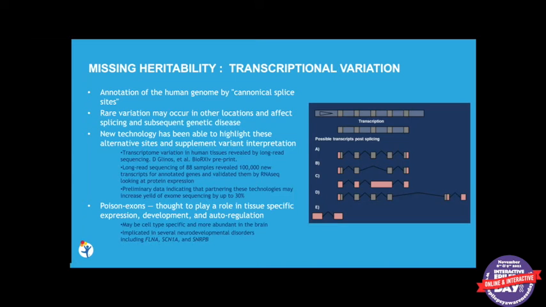There's another potential nugget here: poison exons. These are exons that are included into the final transcript and signal the body to degrade that particular protein. These are thought to play a role in how the body regulates different levels of gene expression and keeps them at the precise balance that it needs. This type of poison exon may be more common in our brain because we need such precise regulation of gene expression there. And it has been implicated in a number of neurodevelopmental genetic disorders, including SCN1A, which will become important in our discussion about genetic therapies coming up. Next slide.